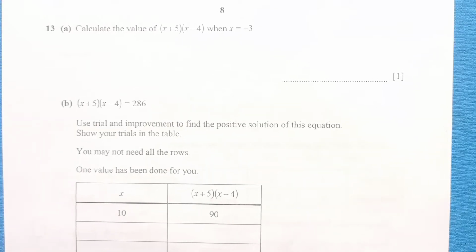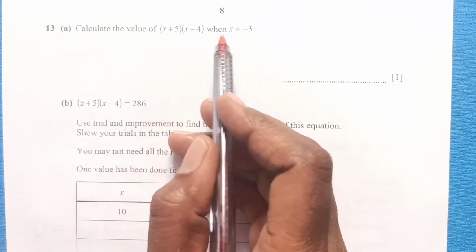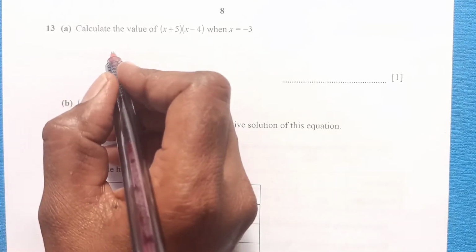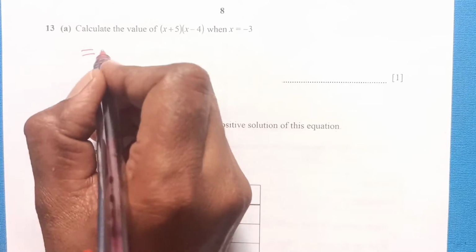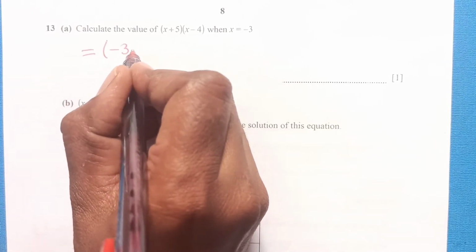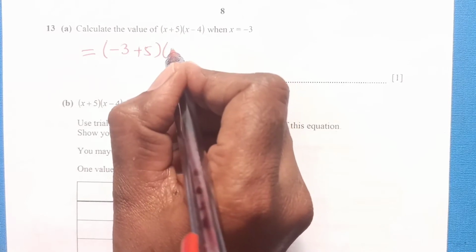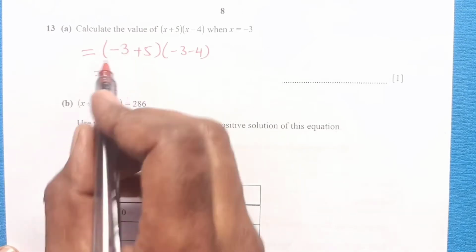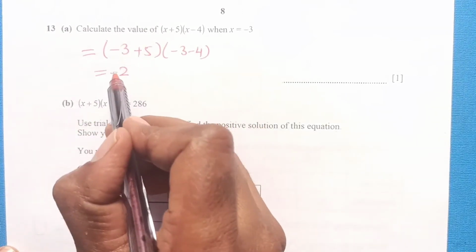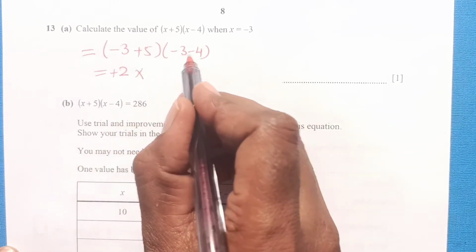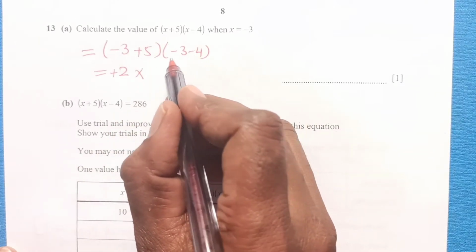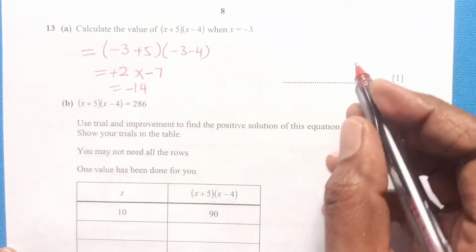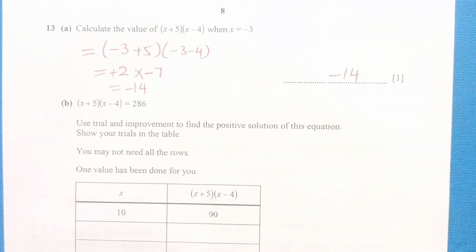Number 13, calculate the value of (x plus 5)(x minus 4) when x is negative 3. So we are just going to replace x by negative 3. So we have negative 3 plus 5, then we have negative 3 minus 4. So we have two numbers here with different signs. So 5 minus 3 will be 2, and we take the positive sign as 5 is greater. Then both have the same signs, so we are going to add, giving 7. So 2 times 7 is 14, but with a negative sign. So the answer will be negative 14.